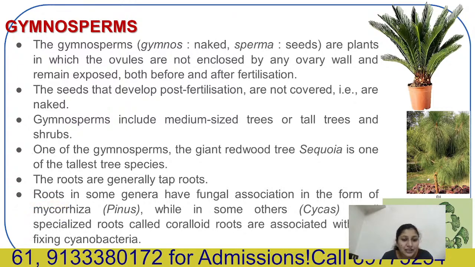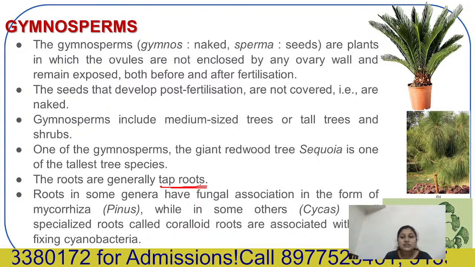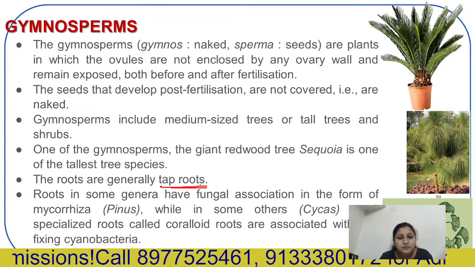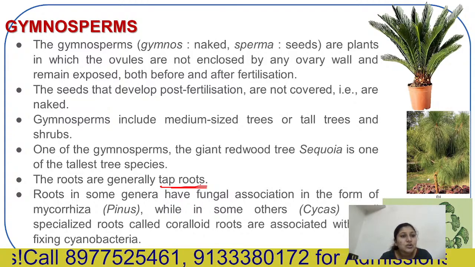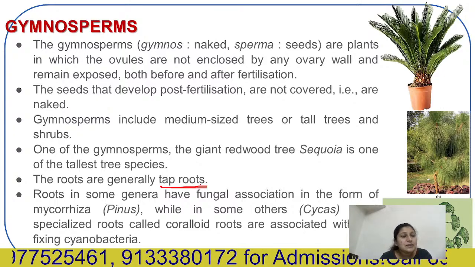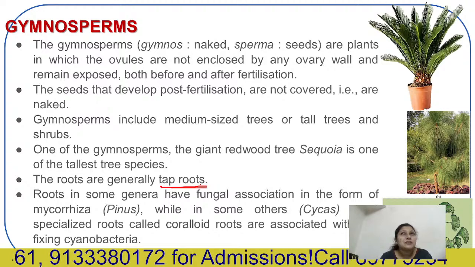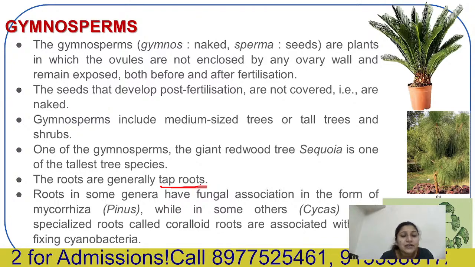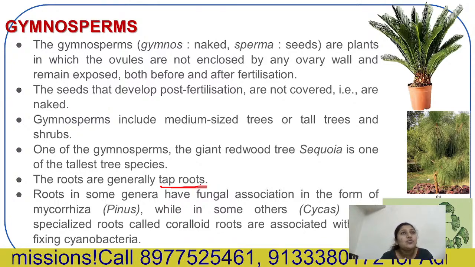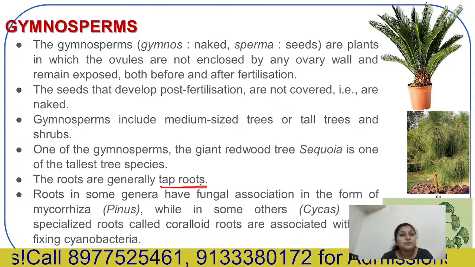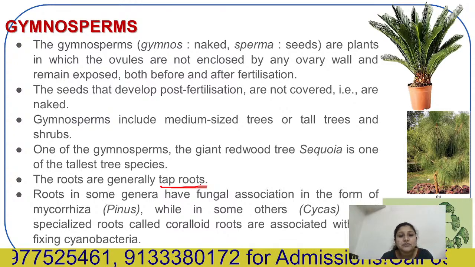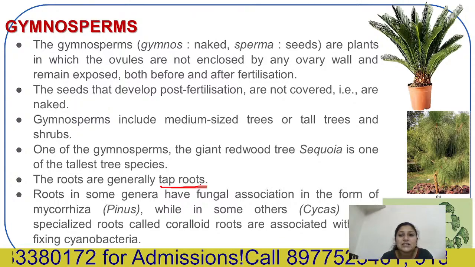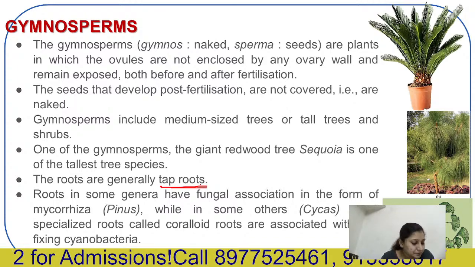The roots are generally taproot. They are of taproot type. Well-developed root system is there. Vascular system is also there. But in xylem, vessels are not there. Water can be conducted through the tracheids. And in case of phloem, they lack companion cells and sieve tube cells. They have sieve cells and albuminous cells instead of companion cells and sieve tube cells.